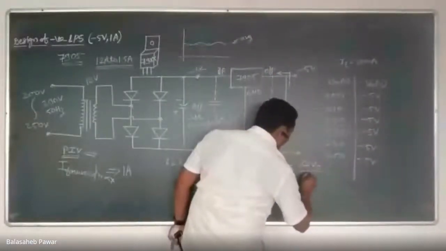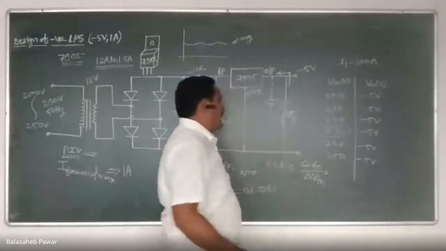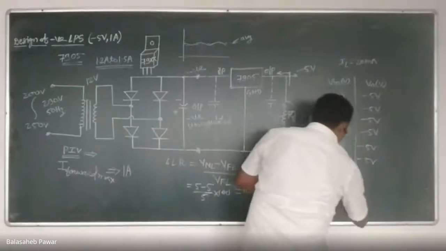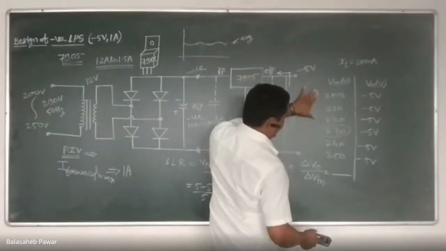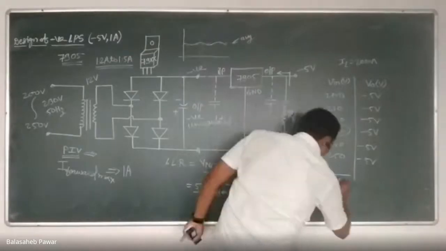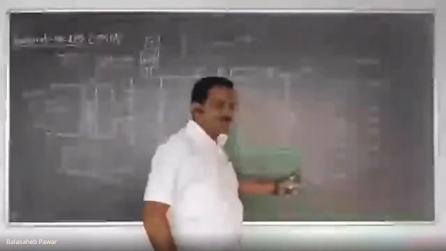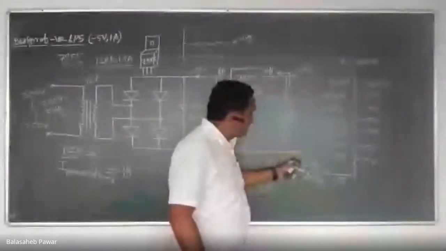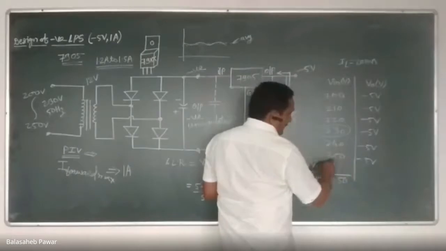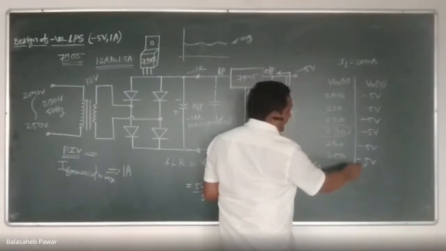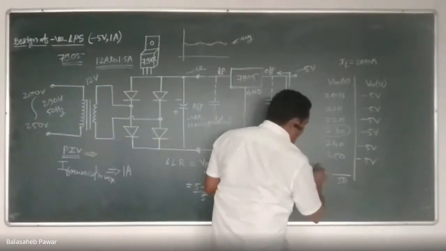And by this, we can find the percentage line regulation as delta VO, the change in output voltage, divided by delta V in. So how much is delta V in? Delta V in is from 200 to 250, am I right? So delta V in is 50, 250 minus 200. This is my change in input voltage. Correct. How much change in output voltage did I observe? At 250, how much is the output voltage? -5. And at 200, again it remains -5. That means delta VO is 0.